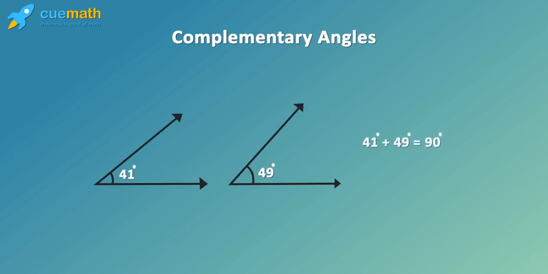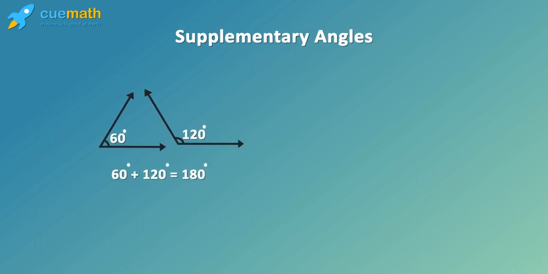Similarly, 41 degrees plus 49 degrees is equal to 90 degrees, where we can say that 41 degrees and 49 degrees are complementary angles and are complement to each other. Let us now look at some more examples. Let us look at a couple of more angles.